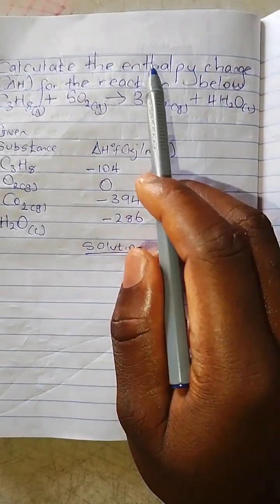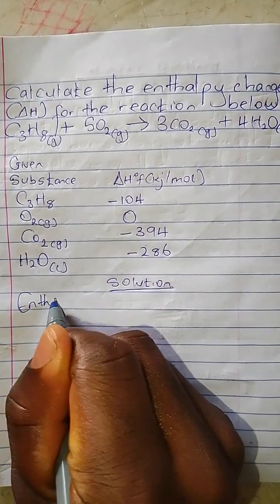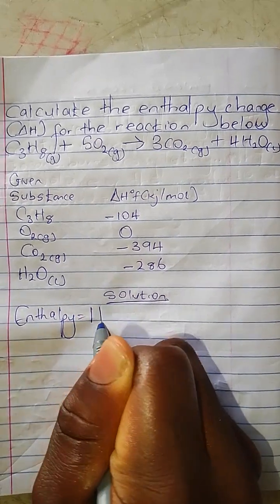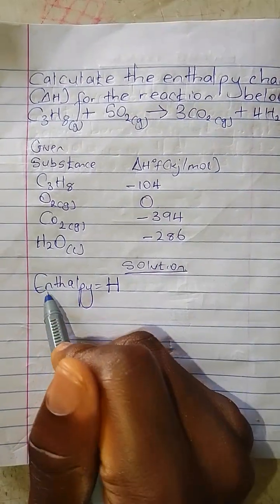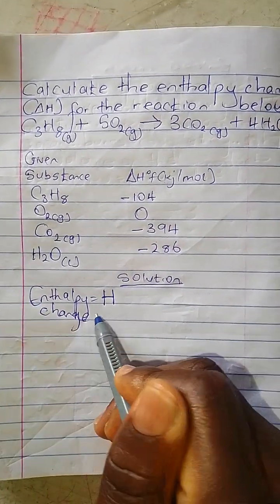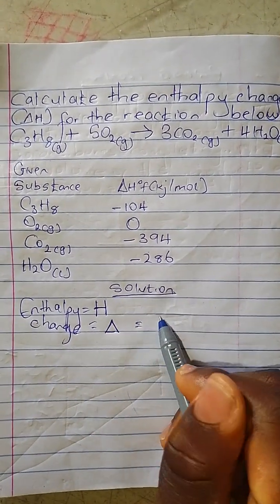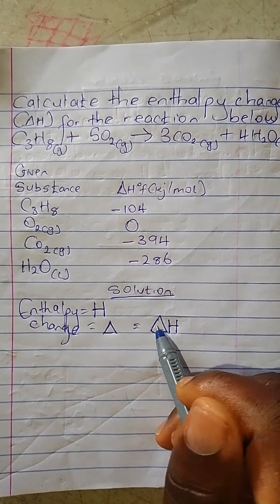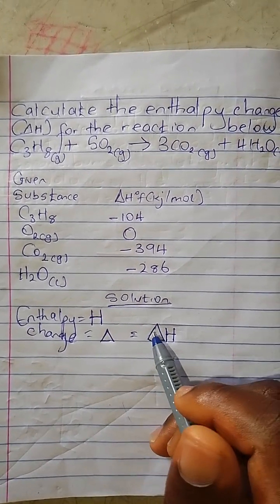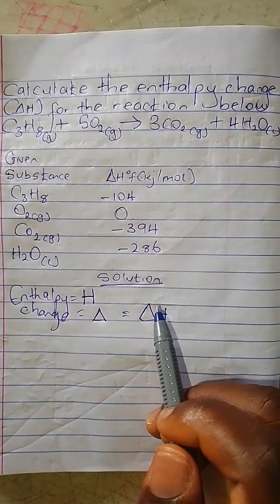Now first of all we have to know what we call enthalpy change. The word enthalpy, denoted by H, means the heat content of a reaction. And change is denoted by a triangular shape called delta. So enthalpy change is delta H, signifying change in the heat content of a reaction.